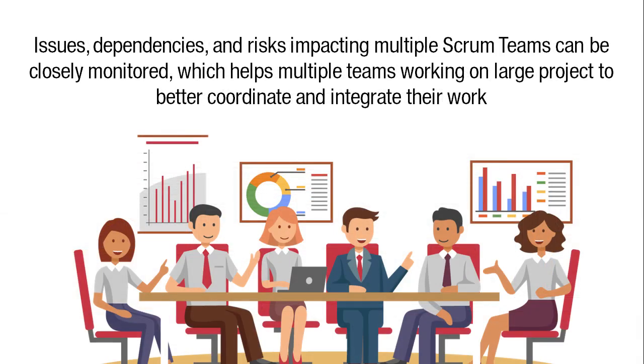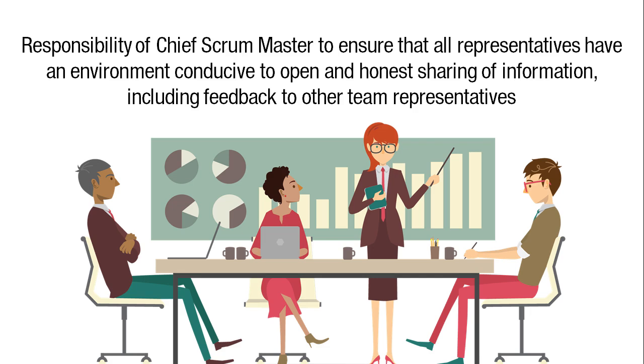Issues, dependencies, and risks impacting multiple Scrum teams can be closely monitored, which helps the multiple teams working on a large project to better coordinate and integrate their work. It is the responsibility of the Chief Scrum Master, or another Scrum Master who facilitates the Scrum of Scrums meetings, to ensure that all representatives have an environment conducive to open and honest sharing of information, including feedback to other team representatives.